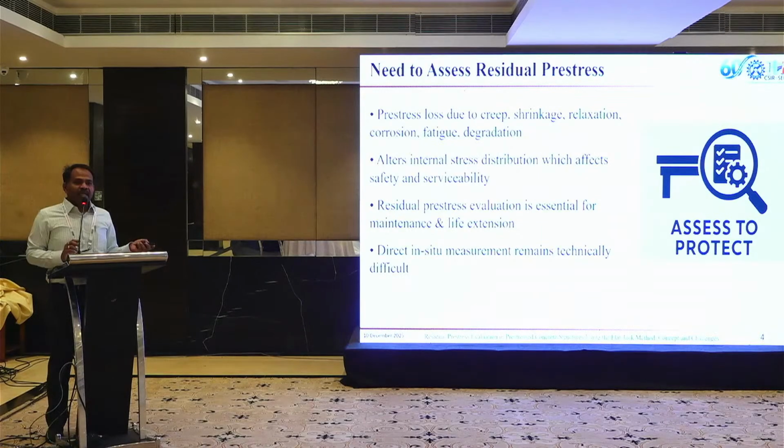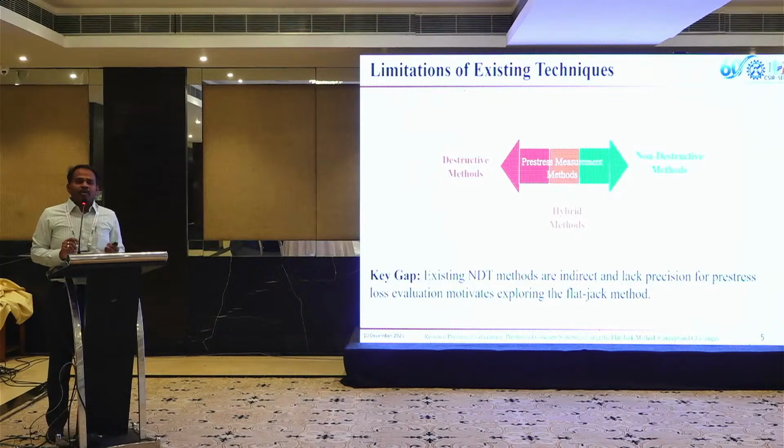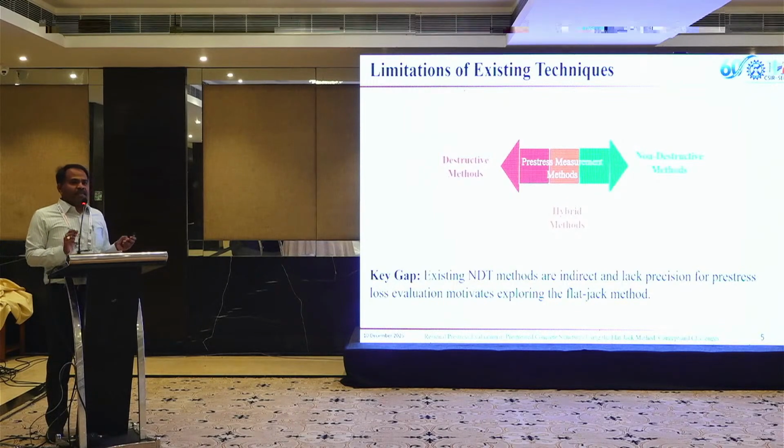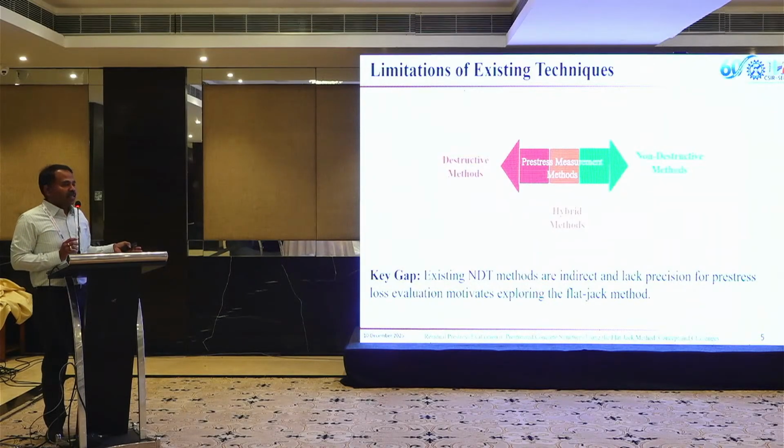There are many techniques that have been used to evaluate the pre-stress losses, but those are all indirect techniques, which do not tell the pure information about the existing pre-stress forces. So the methods of classifying this pre-stress loss are categorized into three: one is the destructive method, the non-destructive method, and the hybrid method.